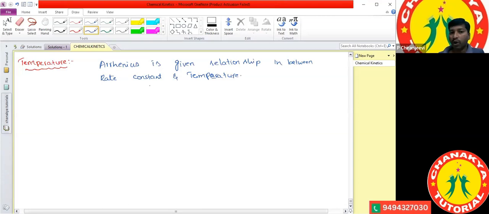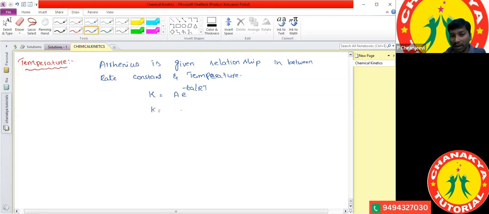Clear? So now, how can we write the mathematical expression of the Arrhenius equation? K is equal to A into e to the power of minus Ea by RT. Okay, first, can we identify the terms present in the Arrhenius equation?